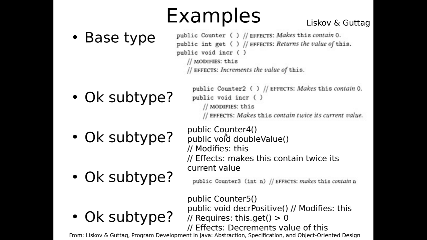How about counter four? This one is the same as counter, but it provides a method called double value. Is that okay? Let's suppose that I have code that thinks it has a counter. It takes it as an argument to this function, and all it knows about is counter, but secretly I pass it a counter four. It's a subtype, a subclass, let's say, of counter. I pass it one of these.